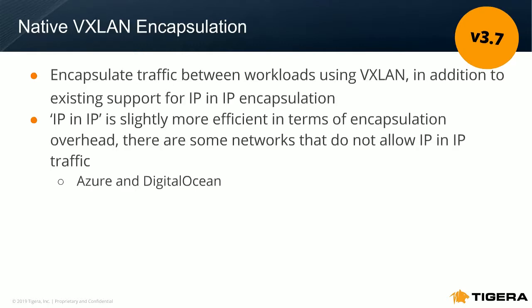So in 3.7, we also rolled out native VXLAN encapsulation. We had IP-in-IP encapsulation, but there are some networks that don't allow IP-in-IP traffic, and I'm looking at you, Azure and DigitalOcean. So for these cloud providers, we created VXLAN, and you can happily run that overlay on either of them. So if you have an AKS cluster and you're leveraging Calico, chances are you've already figured this out and are running in VXLAN mode on those cloud providers.